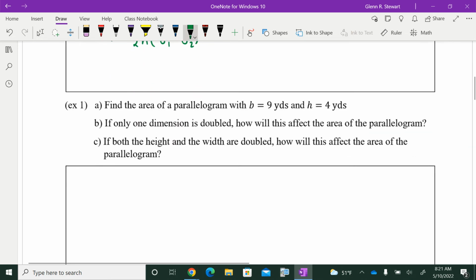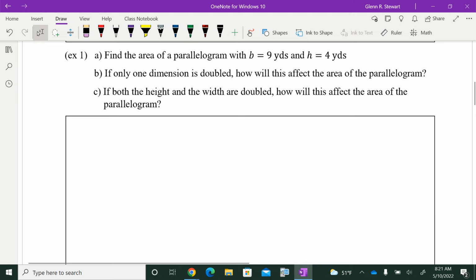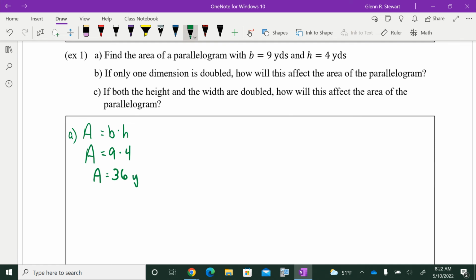So let's take a look at example 1 here. Find the area of the parallelogram with a base of 9 yards and a height of 4 yards. That's pretty nice, it already gave us the base and the height. So on part A, area is equal to base times height. So area would be 9 times 4, or 36 yards squared.